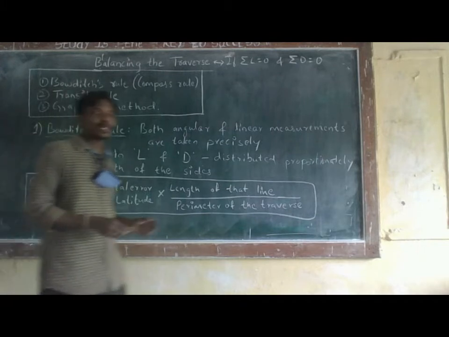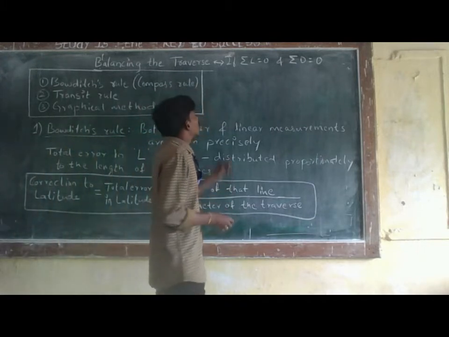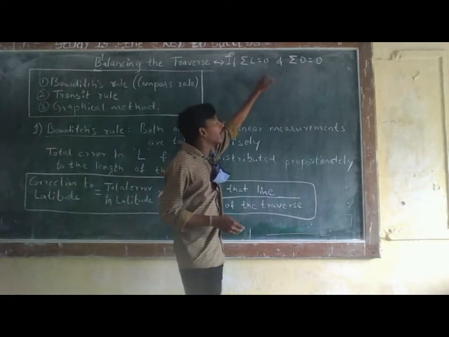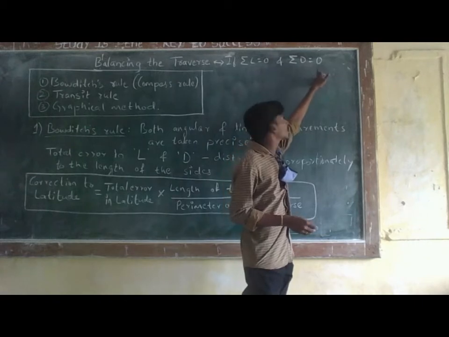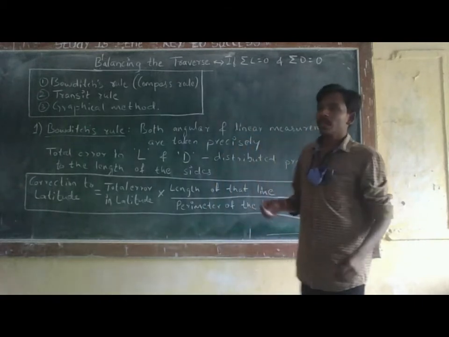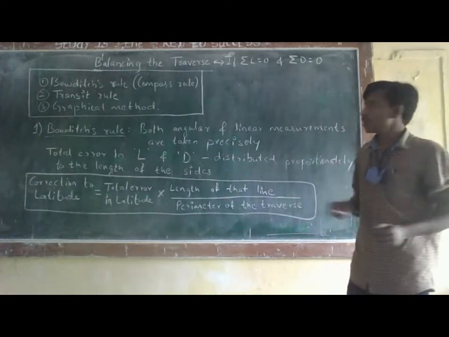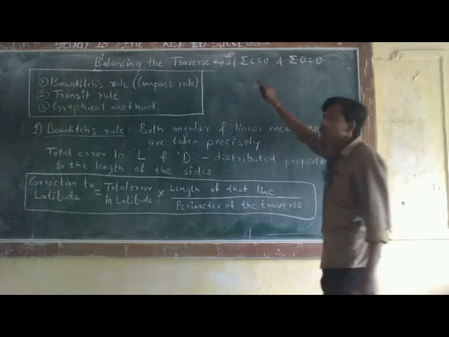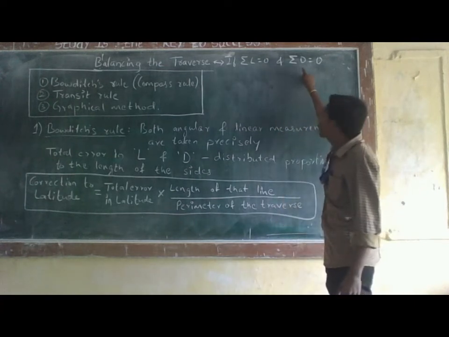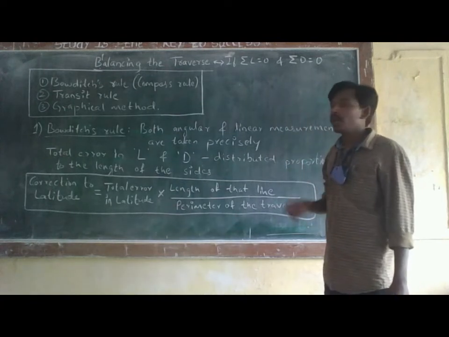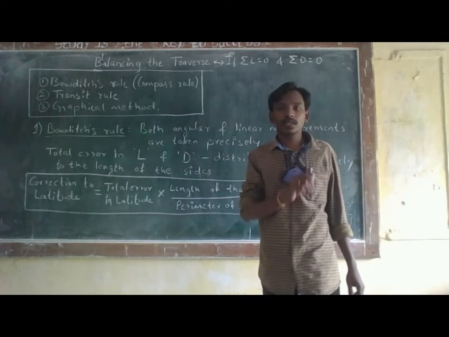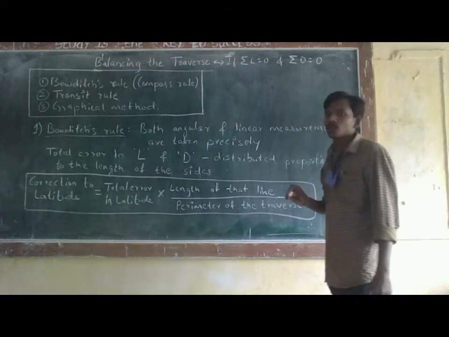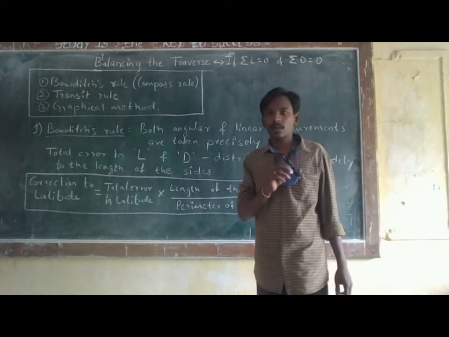Now what is balancing the traverse? If the arithmetic sum of latitudes is equal to 0 and the arithmetic sum of departures is equal to 0, then that traverse is said to be in balance. Which means the sum of all the latitudes must be equal to 0 and the sum of all the departures of the traverse must be equal to 0. Then only we can call it a closed traverse. Then only it will be 100% closed, and that is the balanced traverse.